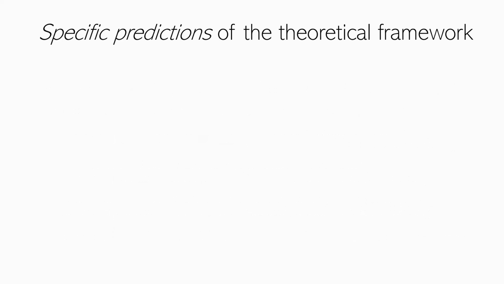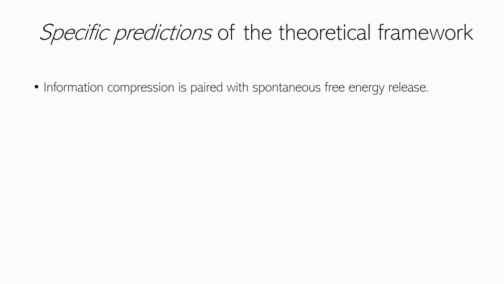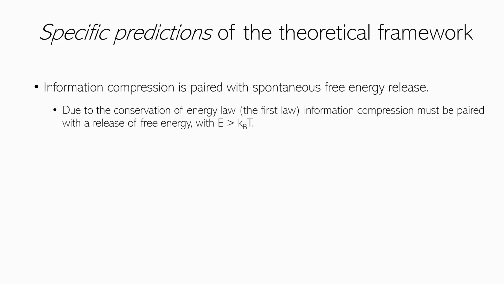Next, there are predictions relating to the thermodynamics and mechanics of information processing. So we expect that information compression is paired with spontaneous release of free energy. And due to the conservation of energy law, the first law of thermodynamics, information compression must be paired with a release of free energy with E greater than kBT. And given the tightly controlled temperature of the mammalian central nervous system, that gives us a quantal energy release of photons in the infrared range of the electromagnetic spectrum.